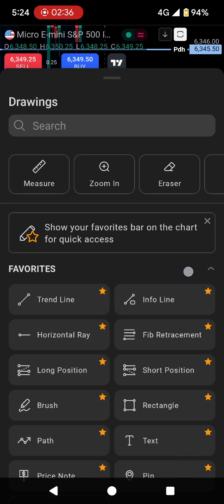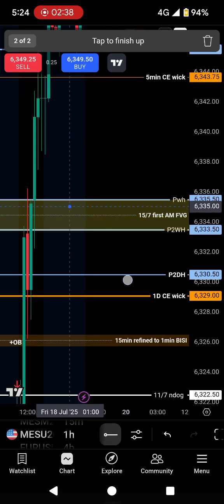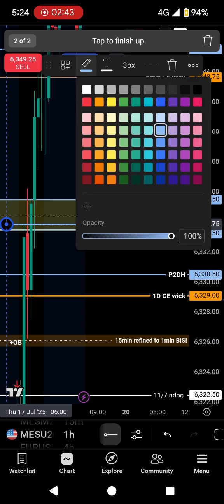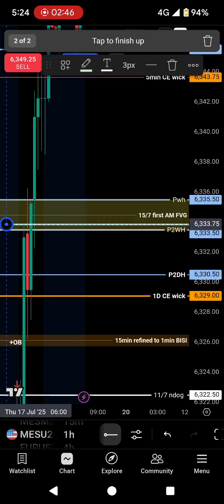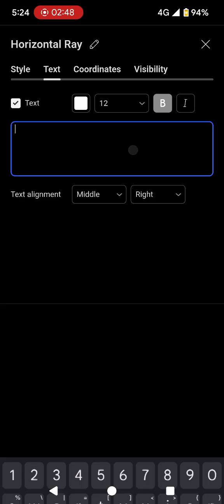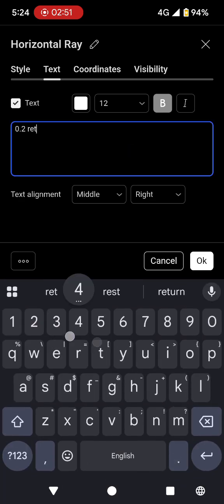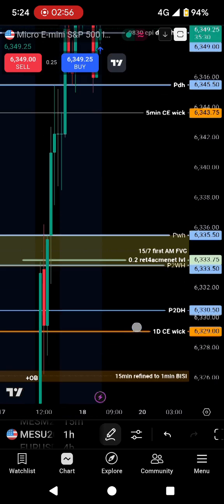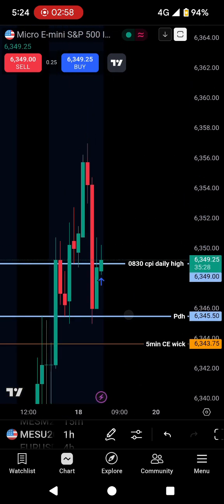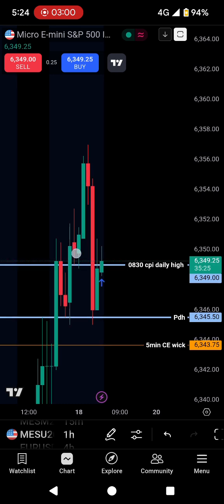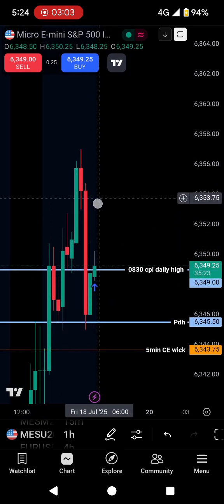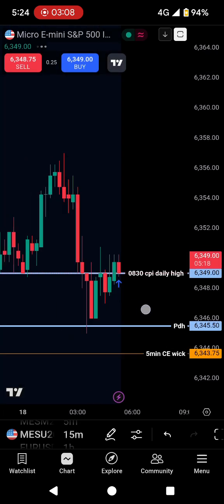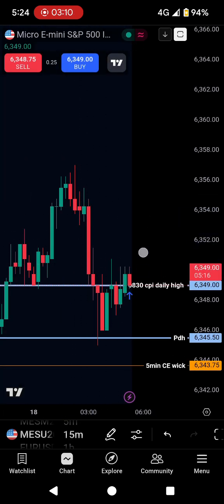Okay, so let's draw a line. Put this color, 0.2. Okay, 0.2 retracement level. There we go. So right now this is the 1-hour chart. Okay, we cleared the daily high. We formed a sort of venom here. So go on the 15-minute chart. So we find it here.